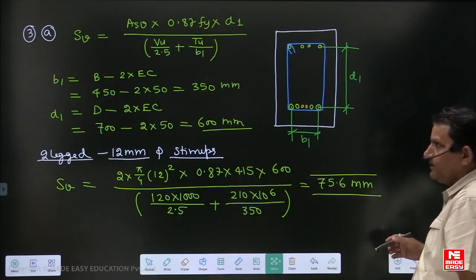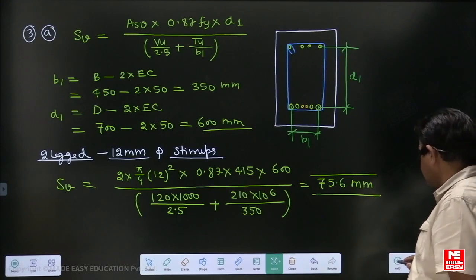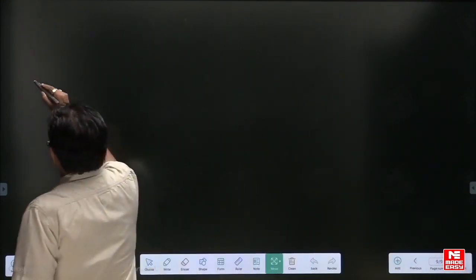For the second formula, you will need the tau c value also. Let's go to the next page. You will understand. Clause 3(a), (b). Let's write.